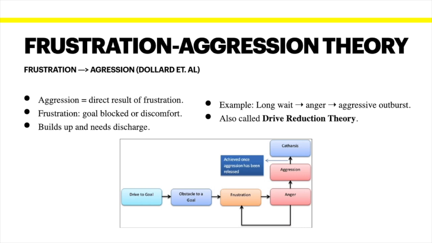Frustration aggression theory. This theory says aggression happens because of frustration. When your goal is blocked or something annoys you for too long, you get angry, and that anger comes out as aggression.